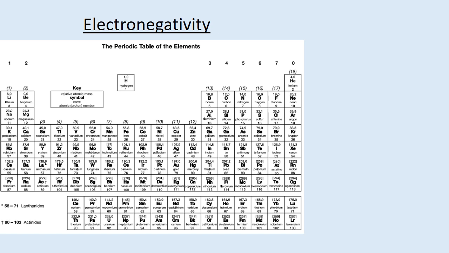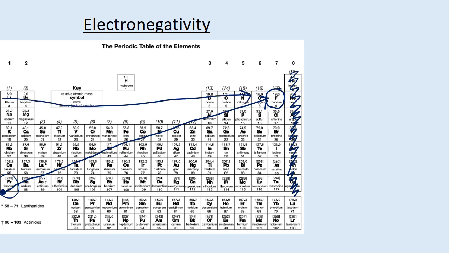Now, the trend is the least electronegative at the bottom left, the most electronegative all the way up here at fluorine. Fluorine is the most electronegative, francium being the least electronegative. We ignore group 8. Now that might sound confusing, but the reason we ignore group 8 is because group 8 will not form bonds. They won't form covalent bonds, therefore we can't measure their electronegativity. So as you go from left to right, electronegativity increases. As you go from bottom to top, electronegativity increases.